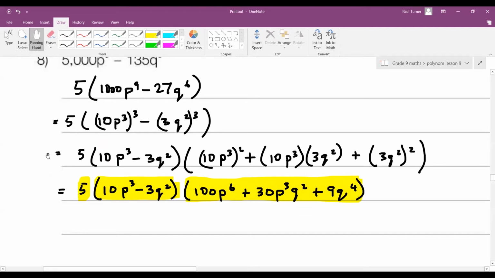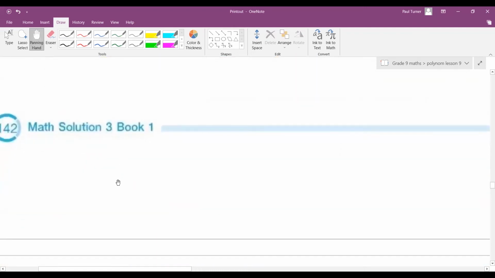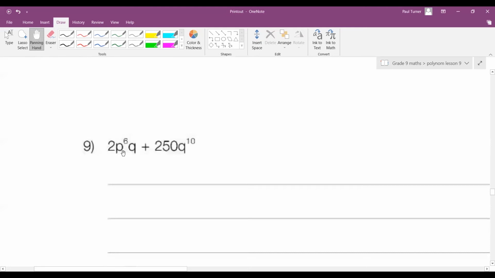Okay, let's do one more, and then you can keep working for a bit. Okay, question 9. So it looks like the common factor here is going to be 2q, I think. Let's see. Yeah, 2q. So you've got a q^1 here, and a q^10, and a 2 and 250. So 2q should be your common factor first. You'll be left with p^6 plus 125 q^9.